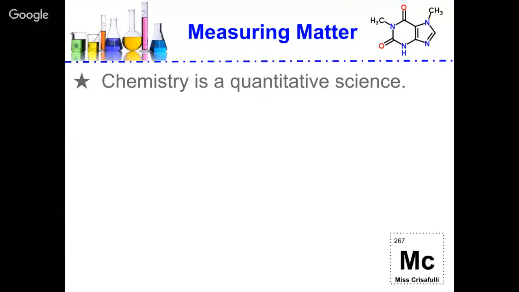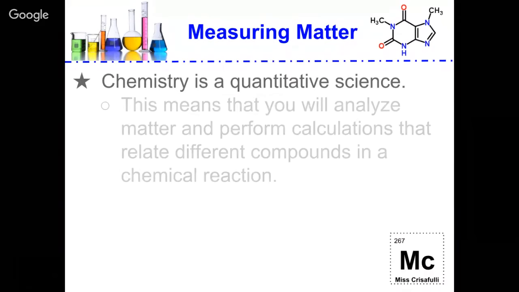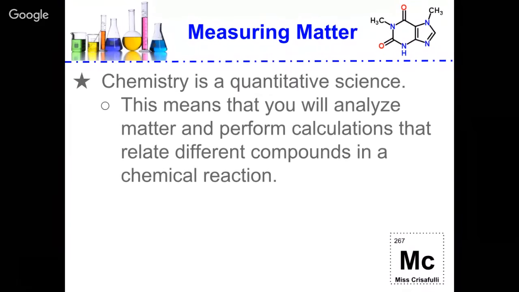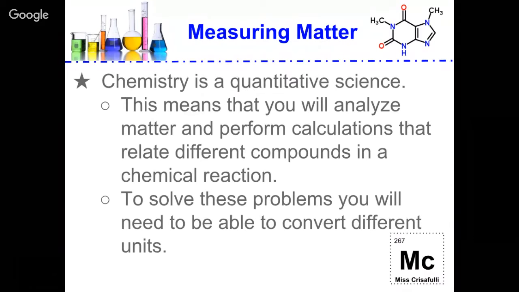Chemistry is a quantitative science. Quantitative, remember from way back at the beginning of the year, means that you have to have a quantity or a number. This means that you will analyze matter and perform calculations that relate different compounds in a chemical reaction. So to solve these problems, you will need to be able to convert different units.